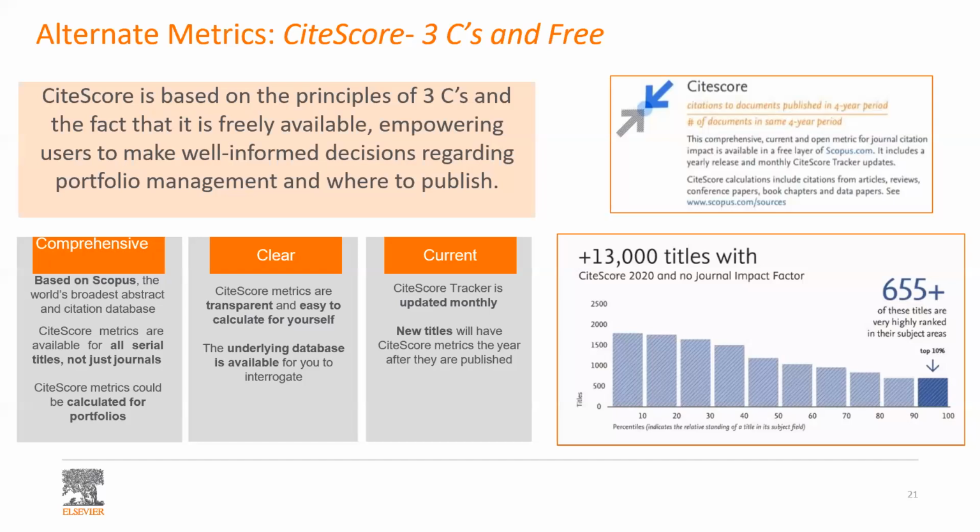And it was a very interesting study that was done in 2020, and it was found that there are more than 13,000 titles which have a CiteScore, but no impact factor. And later on, it was found that out of this number, approximately 655 plus titles performed very well in their subject areas, and they come into the top ranking of their subject areas. So if you consider only one metric in your decision making, you may miss out this particular chunk of journals also. So that's why it is always advisable to use other metrics along with impact factor as well. Both these metrics work subject-specific.